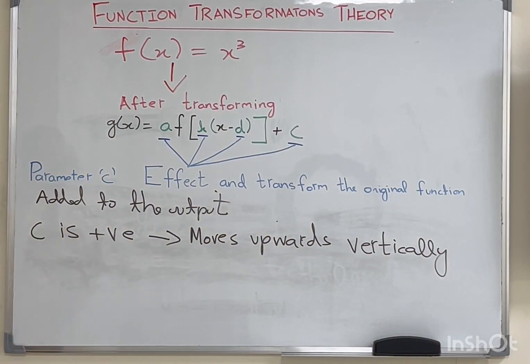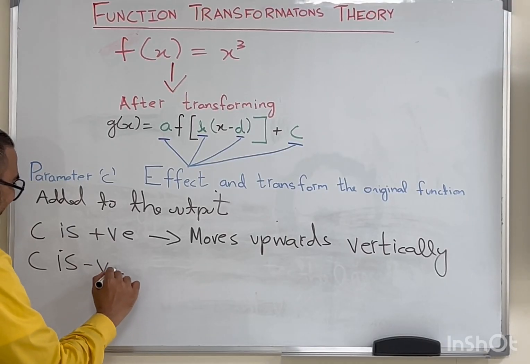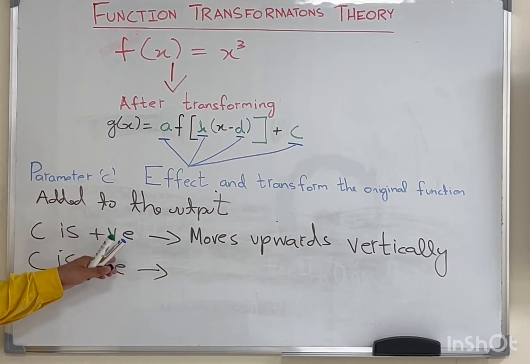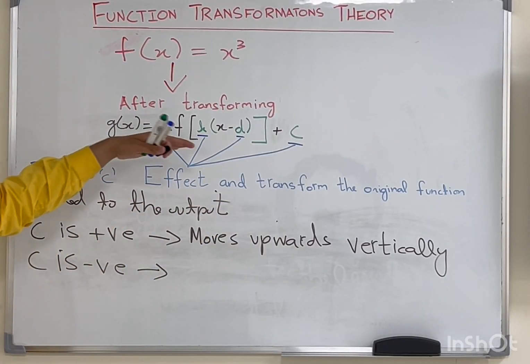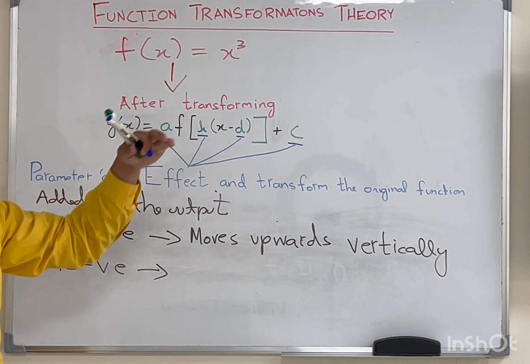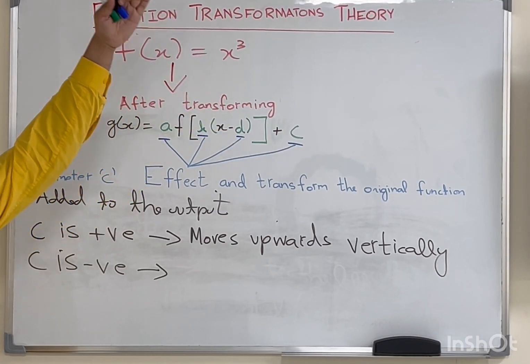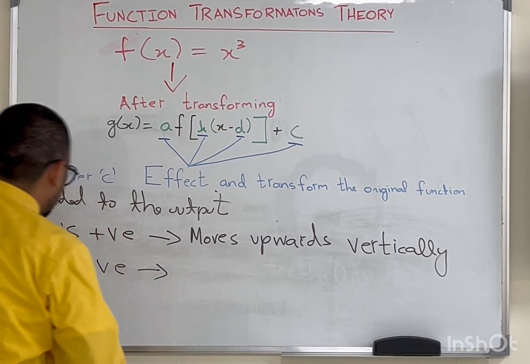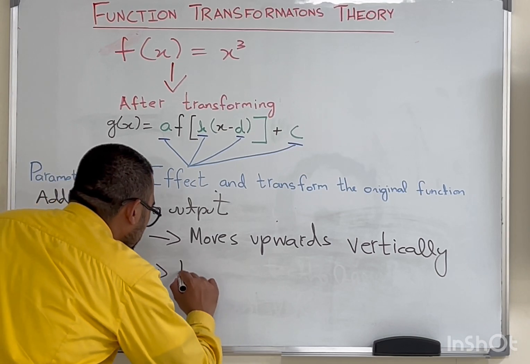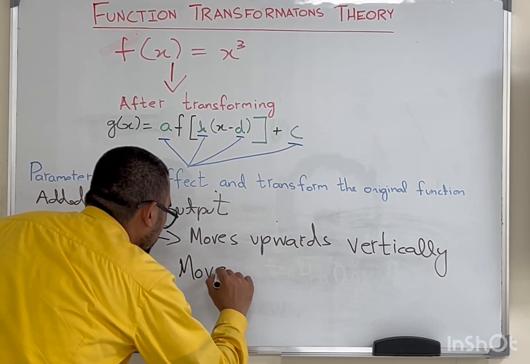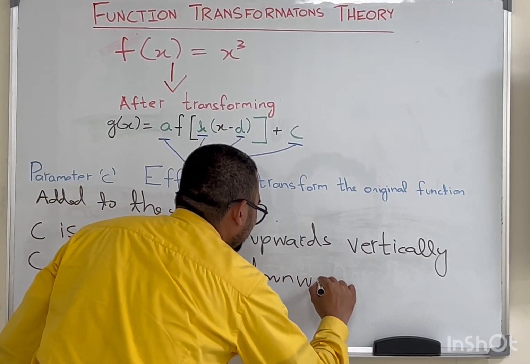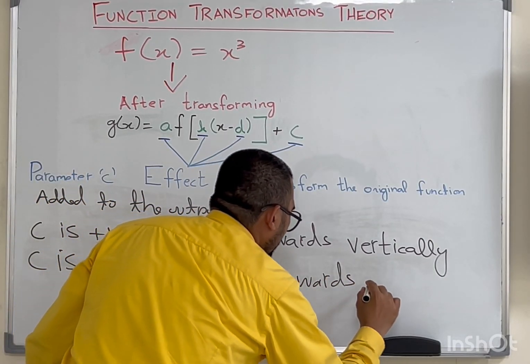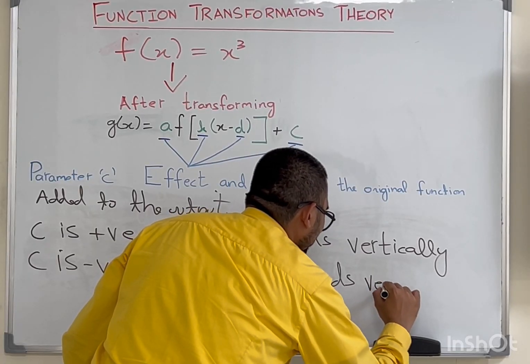Okay? And then when C is negative, guys, you already know what's the answer. Let's write it down. If positive, it's moving upwards. That makes sense as well. Because when you add a number to the y value, okay, of course it increases the y. So it's going to move upward, right? And when C is negative, it moves downwards, vertically.